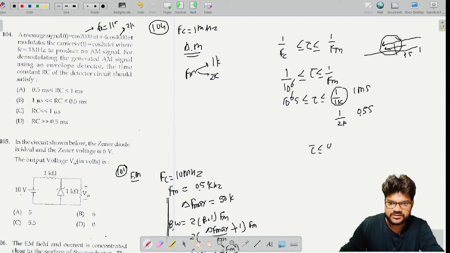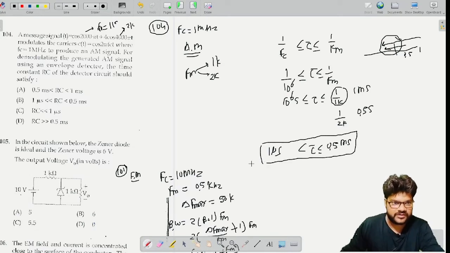So tau will be less than 0.5 millisecond and greater than 1 microsecond. So this is going to be the range of tau for the envelope detector. So 1 microsecond, 0.5 millisecond. Then the correct option will be B.